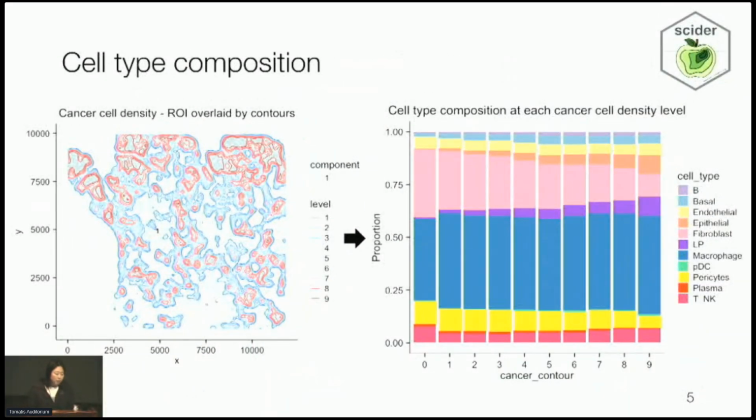We can then overlay the region of interest with the contour plot we have just estimated. This allows us to calculate the cell proportions at each level of cancer density. This gives us the cell type composition plot on the right-hand side, where, for example, we can see that fibroblasts, in pink, are decreasing in proportion, and epithelial cells, in orange, are increasing in proportion as the cancer density increases.